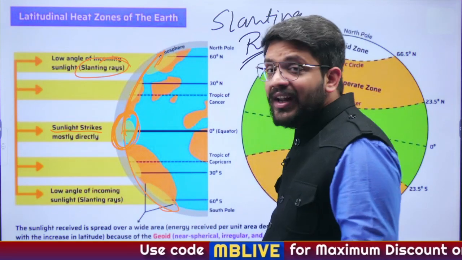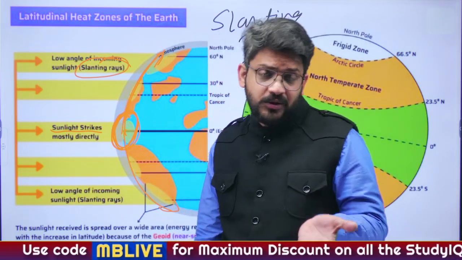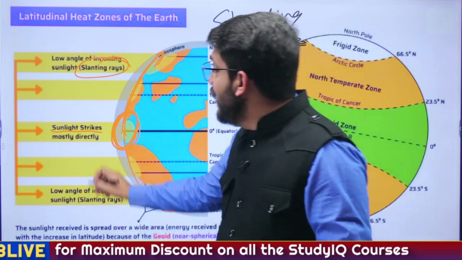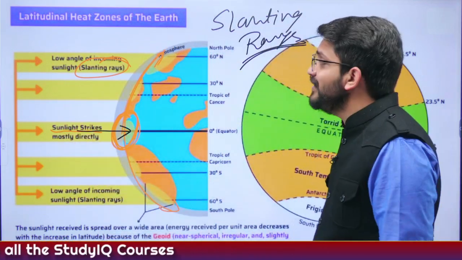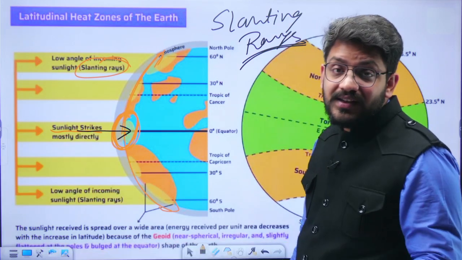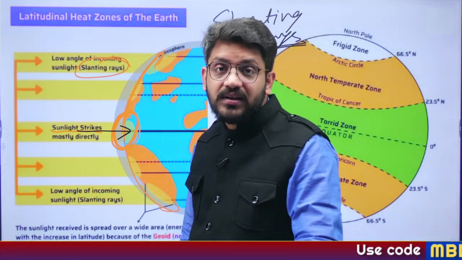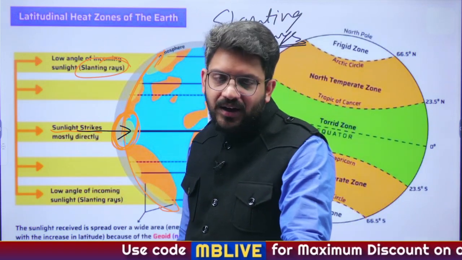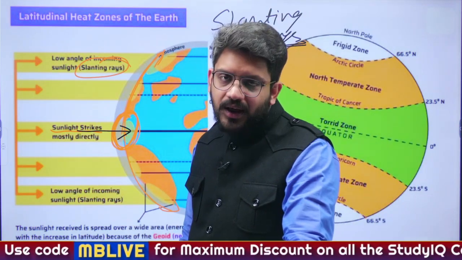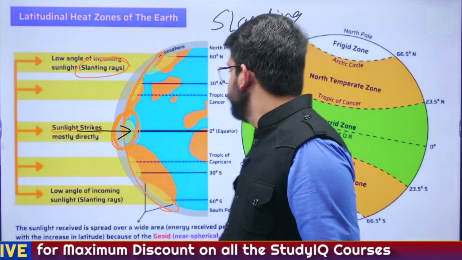Slanting rays do not increase the temperature as the direct sunlight does. This is the difference between slanting rays as well as the direct rays of the sun. That's why you will find maximum temperature near the equator, or I can say in the tropical region.